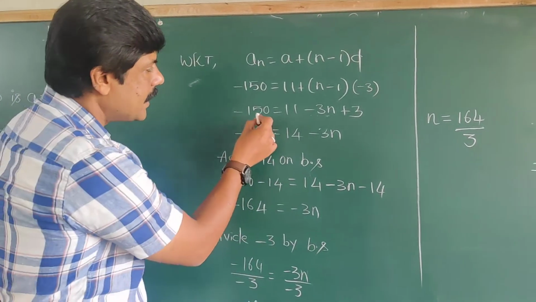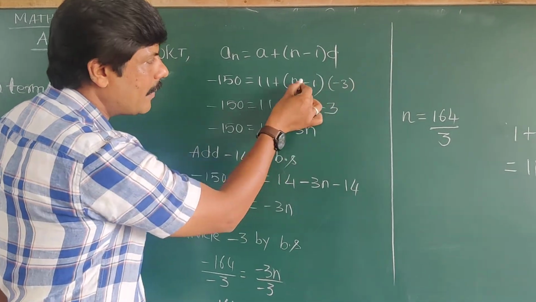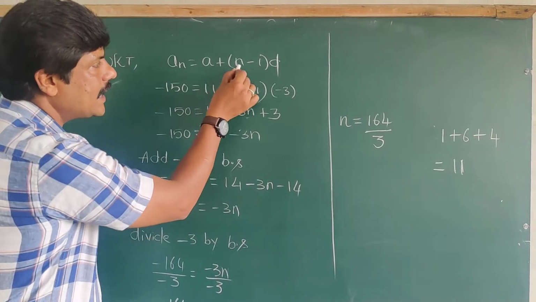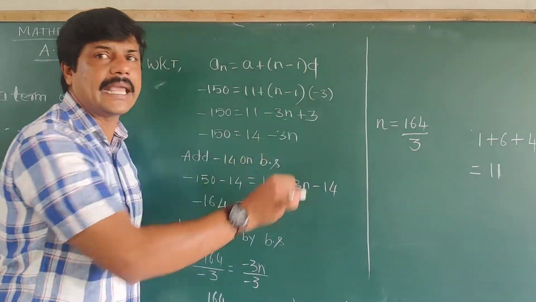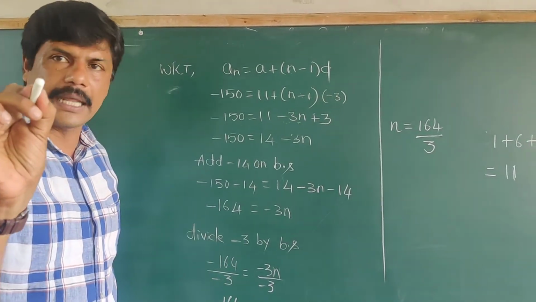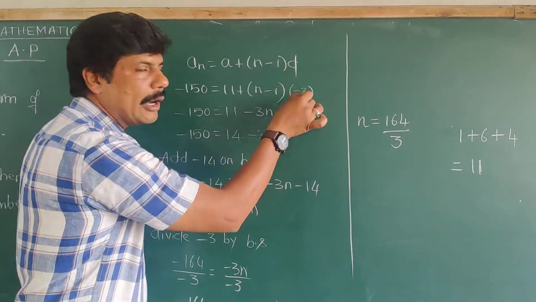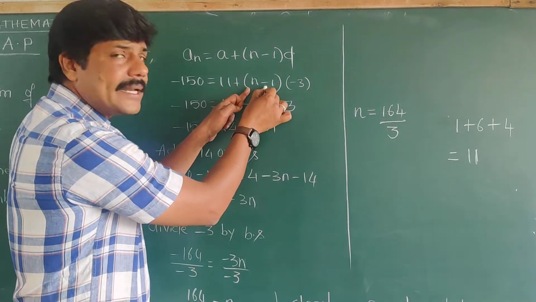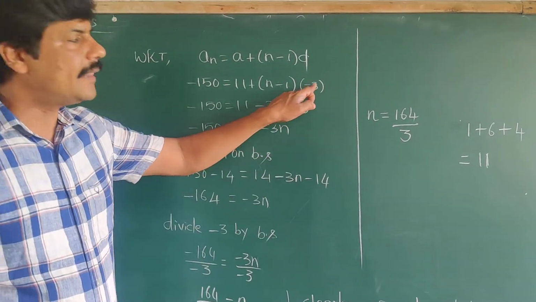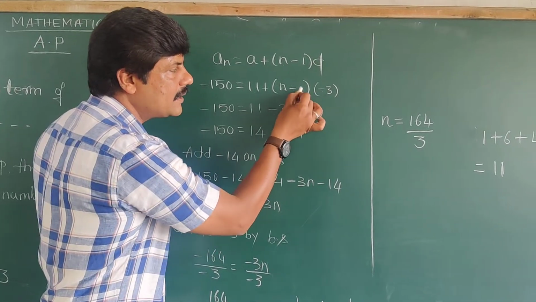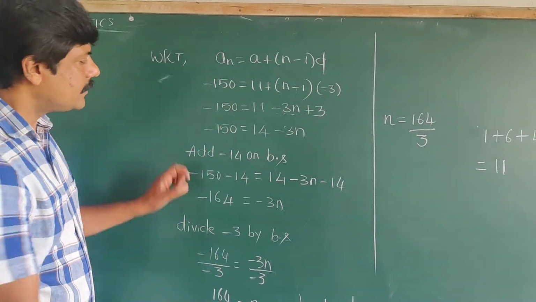Understand, children? See once again, minus 3 is to be multiplied with n minus 1. Why? Because it is n minus 1 times d. N minus 1 times d means d is to be multiplied with both. Here the d value is minus 3, so n minus 1 times minus 3. Therefore we have multiplied minus 3 into n, minus 3n, minus into minus plus 1, 3 times 3.